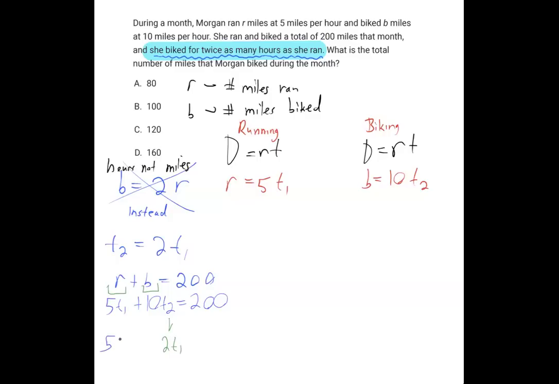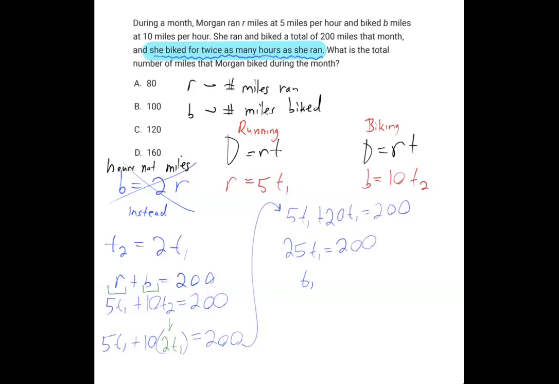So 5 T1 plus 10 times T2, which is 2 T1, equals 200. Just simplifying that out, 5T1 plus 20T1 is 200. 25T1 is 200. T1 is 8, 200 divided by 25. And now we can little by little start solving for everything else.